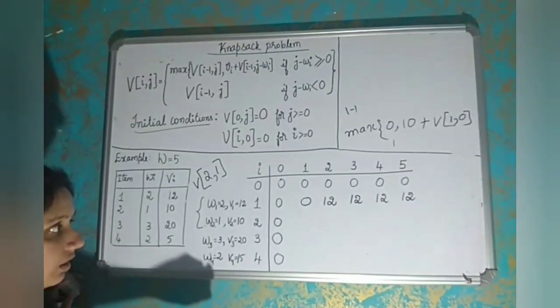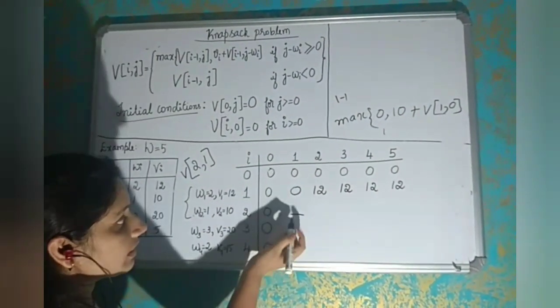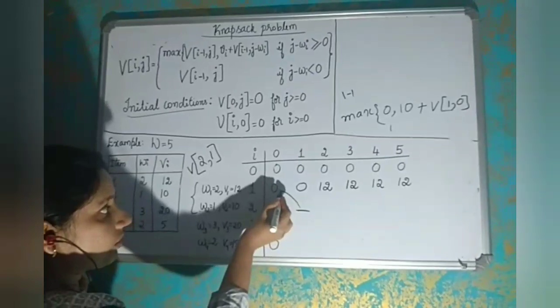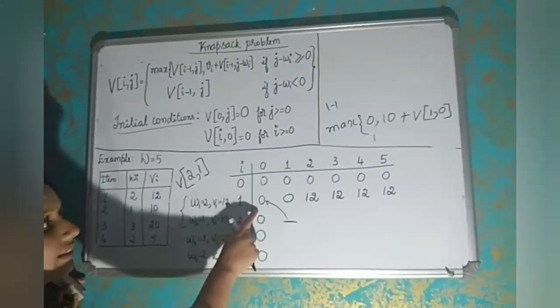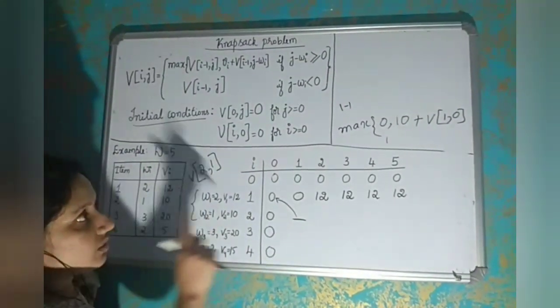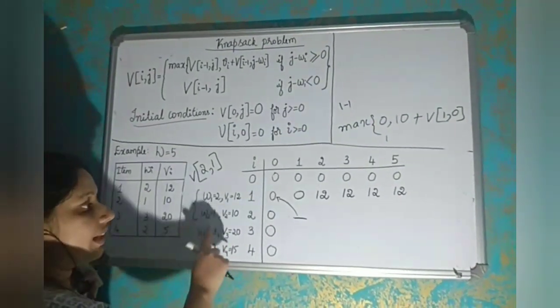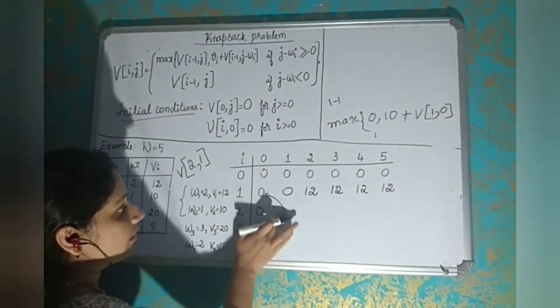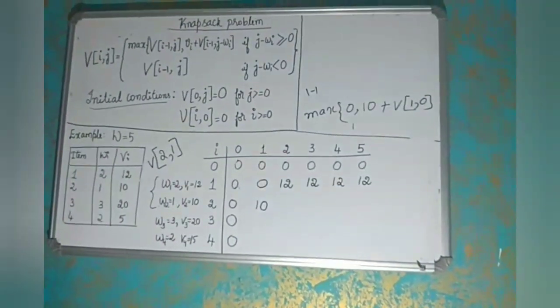So while we are actually calculating this value, in that case, you are considering this. So V of 1 comma 0 is nothing but this value. We are considering this. So max of 0 comma 10 plus V of 1 comma 0. So that becomes 10. So the second entry is 10 here.